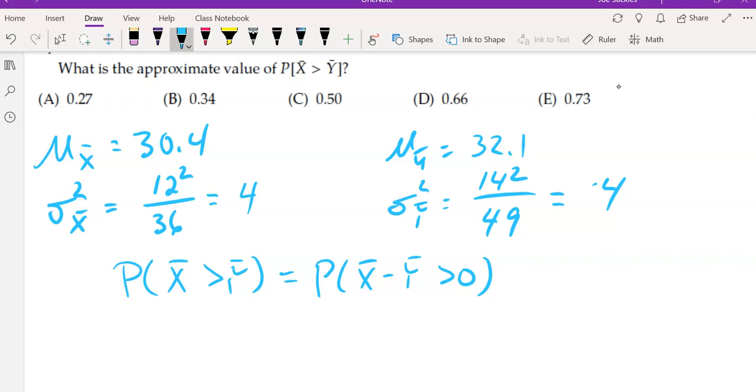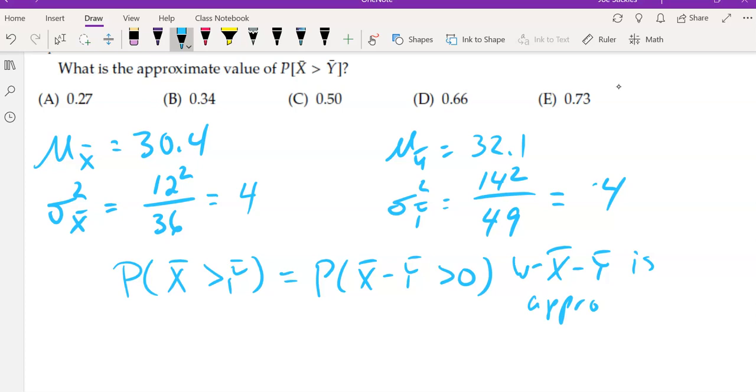Now I've got the difference of two variables independent of each other, right? We're assuming independence in this problem, and I'm doing their difference. So if I do the difference of normal variables, what kind of variable am I going to get? Normal, right? Just like the sum of normals is normal, the difference of normals is normal. How would I find the mean and the variance of x bar minus y bar? So x bar minus y bar is approximately normal.